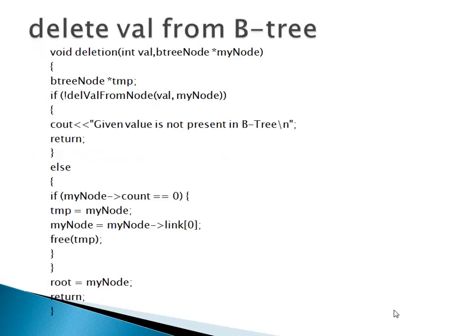Now deleting a value from the entire B tree. So if not delete value from node, that is, if the delete value from node returns 0, then that means the given value is not present. Else if it is present, then my node of count equal to 0. Now my node is stored in temporary node, so my node equal to my node of link of 0, and we are freeing the temp, and now root equal to my node. So this is regarding the deletion operation from the B trees.